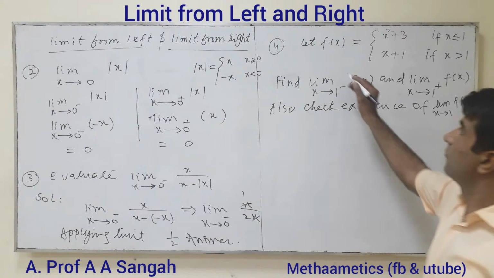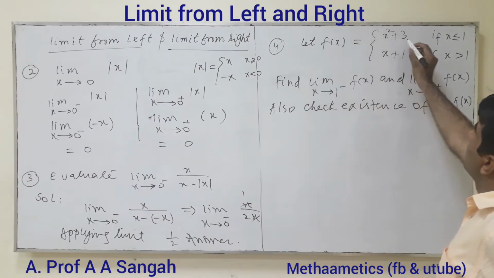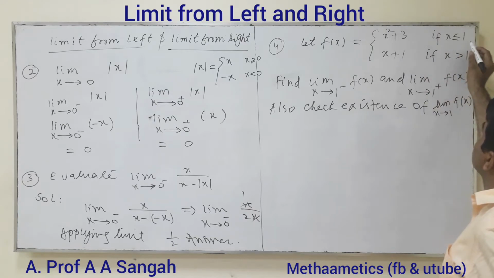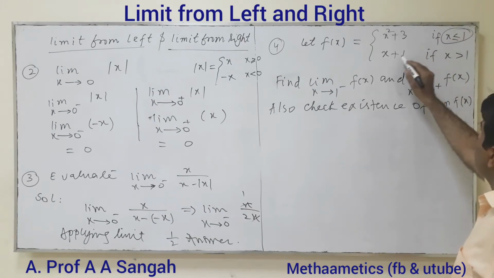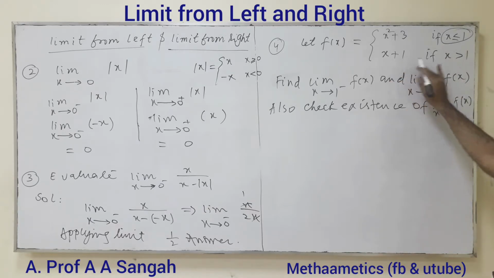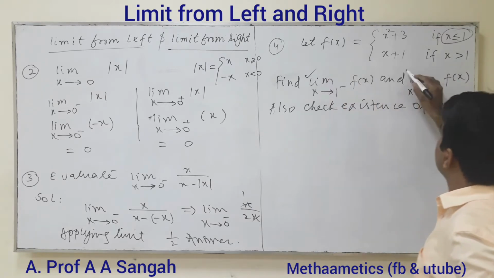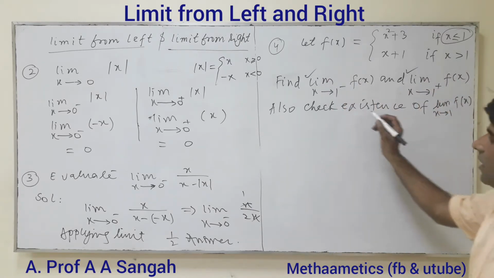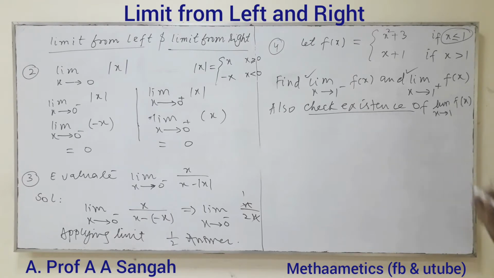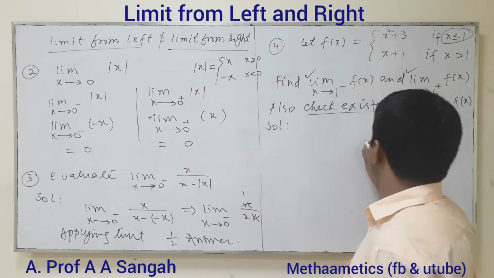Now we have question number 4. It says let f of x equal to x square plus 3 if x is less than 1, so it is the left hand limit, and x plus 1 when x is from the right. Find the left hand limit and the right hand limit. Also check the existence of the limit, whether the limit exists or not. So let's solve this.